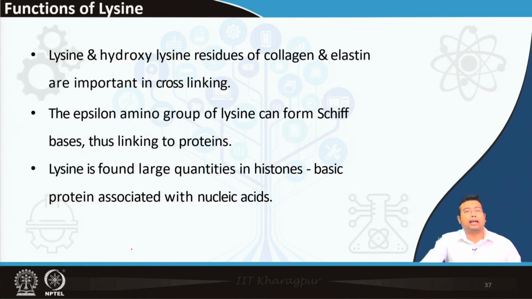So, what are the functions of lysine? Lysine and hydroxylysine are present as important residues in collagen and elastin, and they help in structural cross linking of protein, right. Lysine has got an epsilon amino group. If you look at the structure of lysine, the amino group is present in the epsilon carbon, right, and it can form Schiff bases by linking with proteins, and this lysine is also found in high quantities in histones. Histidine is also found, right, and because these are basic amino acids, this is closely associated with nucleic acids.